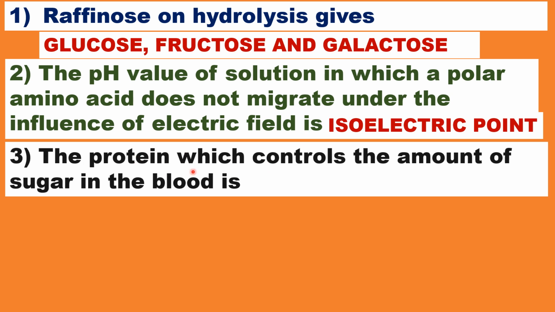The protein which controls the amount of sugar in the blood is insulin. Insulin is the protein or hormone which controls the amount of sugar in the blood. Insulin is a protein hormone.